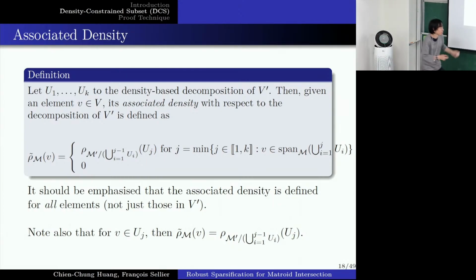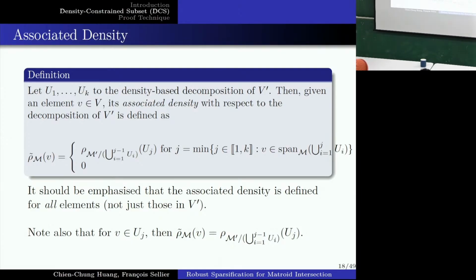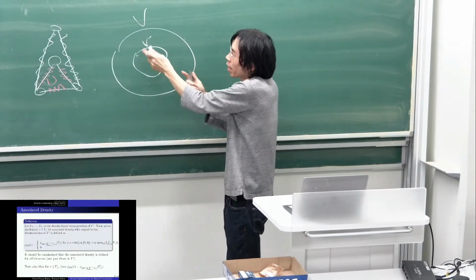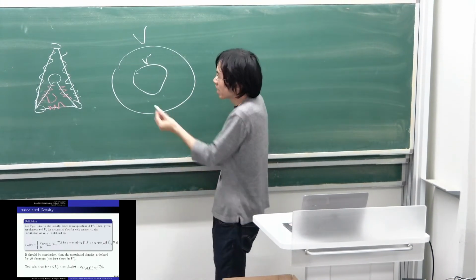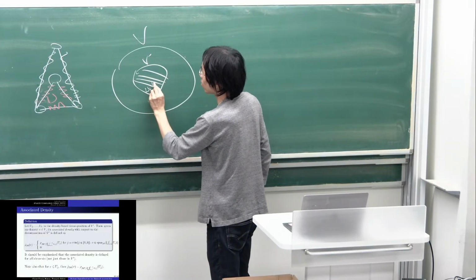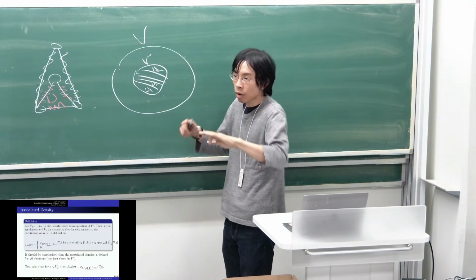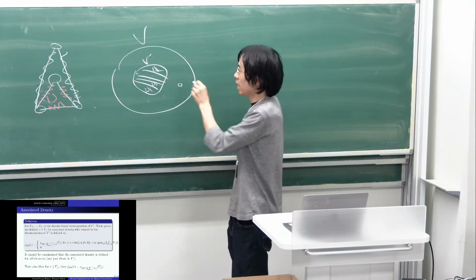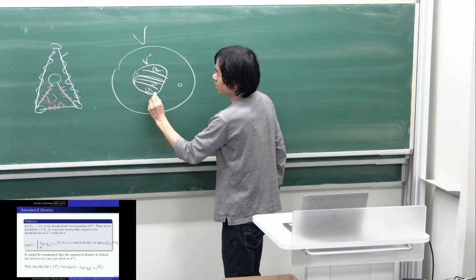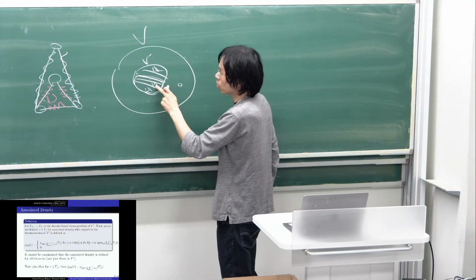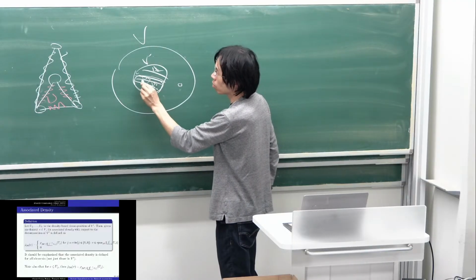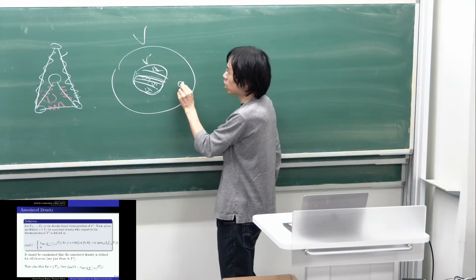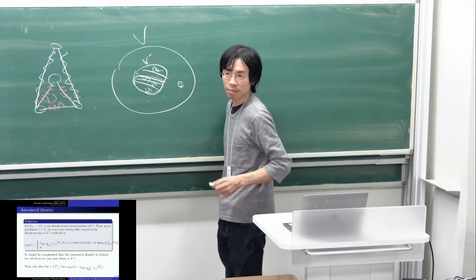So when you define density based on the decomposition, you start with V prime. For the moment, don't worry about how I find this, just imagine I found it. Then I do a decomposition from U1, U2 to UK, and now the associated density is defined for everyone else. For this guy, suppose U1 doesn't span him, but suppose U3, the three together, span him. Then the density of this guy is going to be the density of U3.